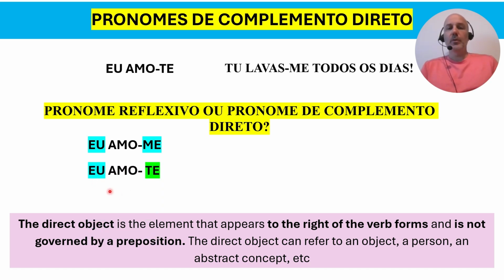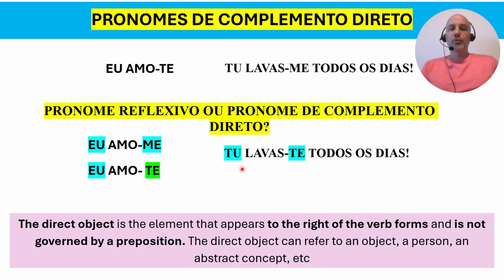But if I'm saying eu amo-te, so I love you, in this case we have two people here. I love you. So this is not a reflexive verb. What you have here is the complemento direto. Okay, so this is how you know if you're dealing with a reflexive verb or if you're dealing with this topic here, pronomes de complemento direto, is that if you have only one person in that sentence, I love myself, you love yourself, he washes himself, that's only one person there, that's a reflexive verb. If you have more than one person, in this case it's like I love you, so I and you, two different people, so this is pronome de complemento direto.